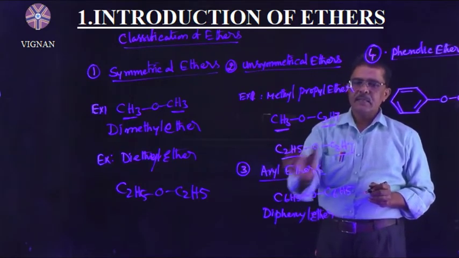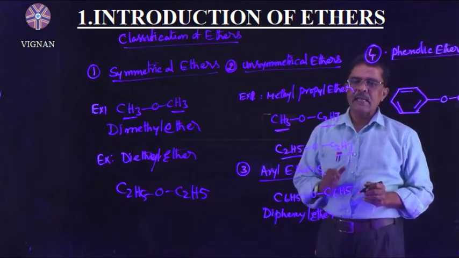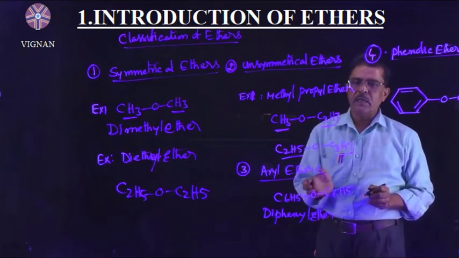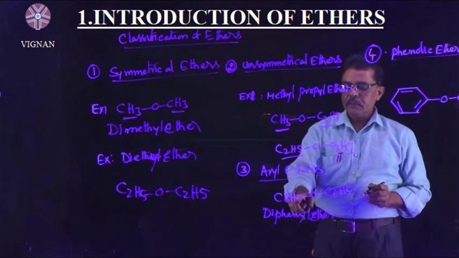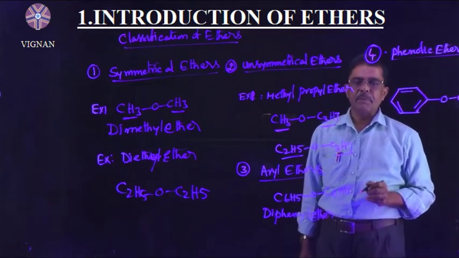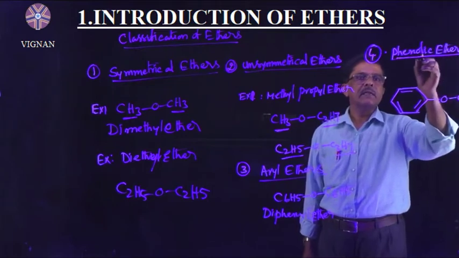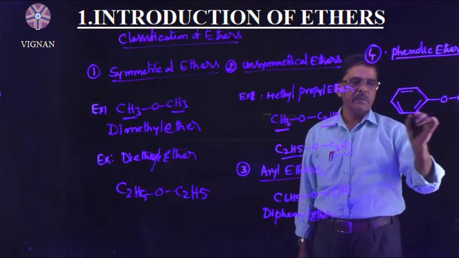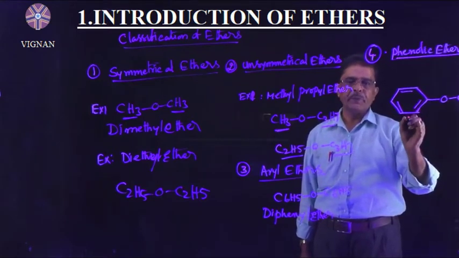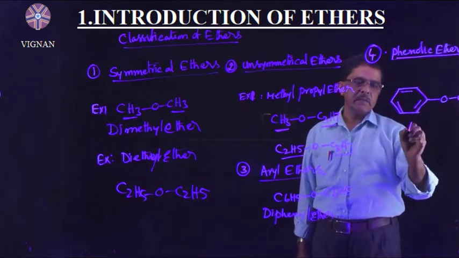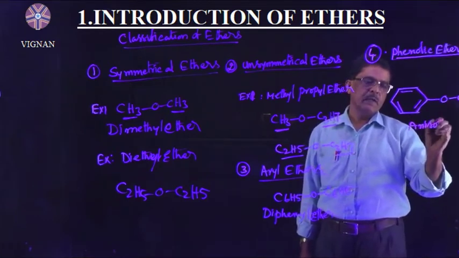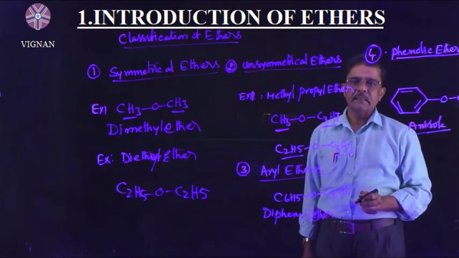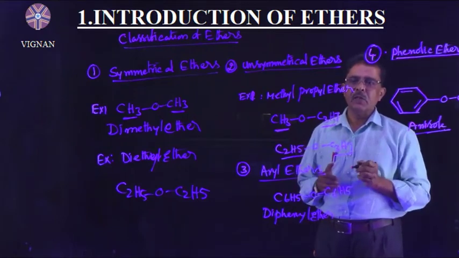C2H5OC3H7. Next, the third type of ethers are aryl ethers. In the aryl ethers, both groups are aryl groups. So diphenyl ether is an example. Next, phenolic ethers. Phenolic ethers means one is an aliphatic alkyl group and the other is the aryl group. This compound is anisole. Anisole is the example for phenolic ethers. This is regarding the classification of ethers.